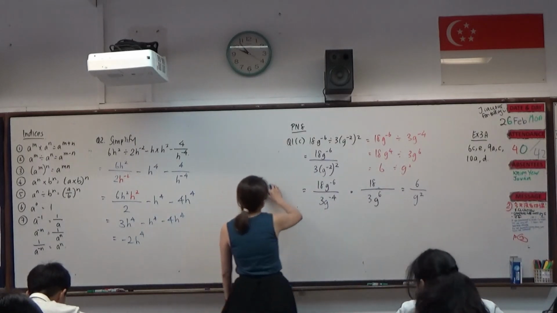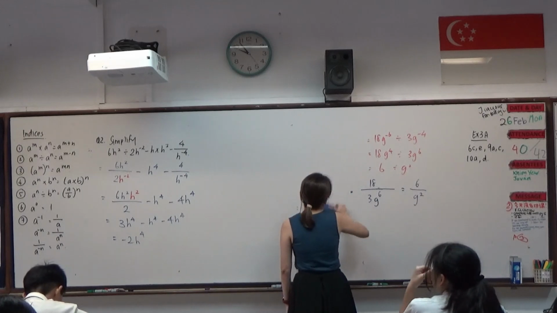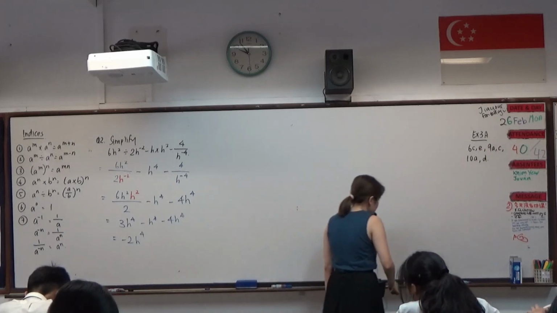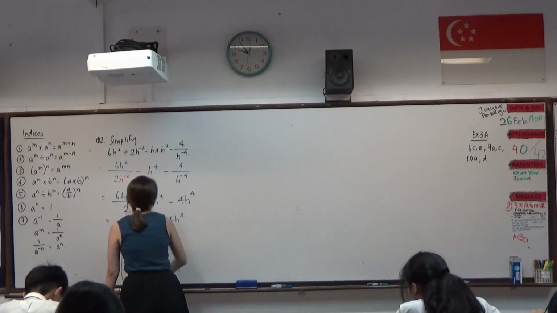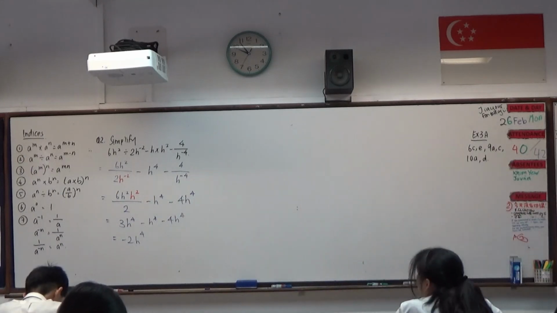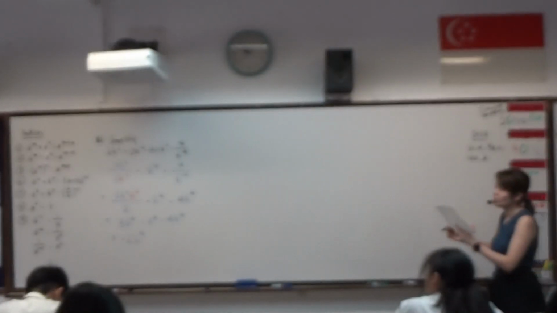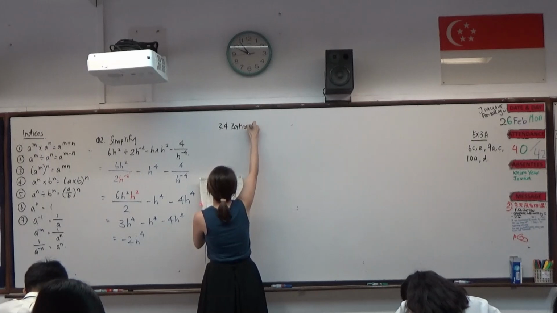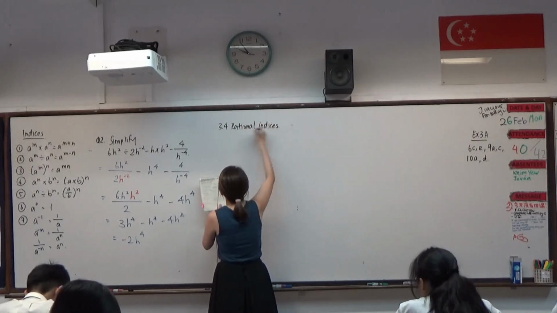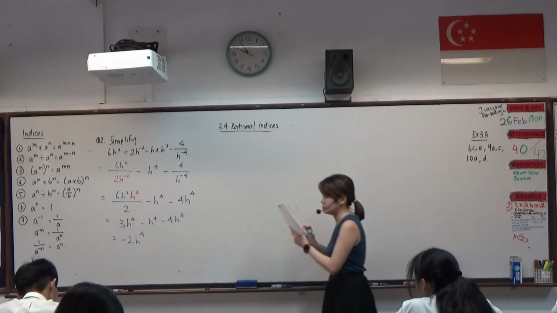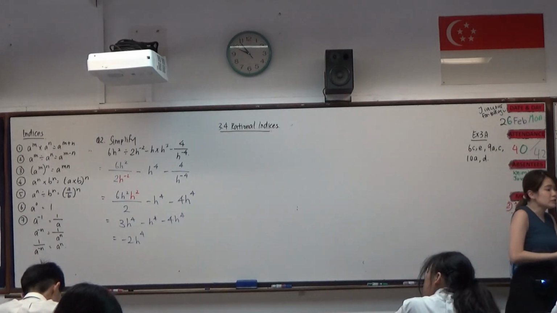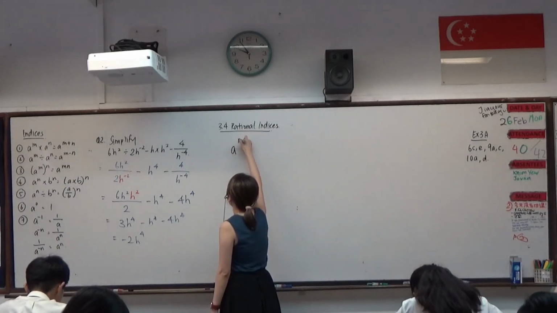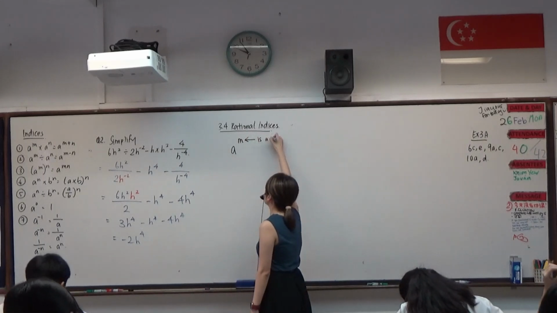Yeah. Okay? We move on to rational index now. Don't make me very anxious to teach you rational index now, after negative index. Okay, so rational index, what does it mean? It means that we're trying to see what if the power, okay, here is a rational number.